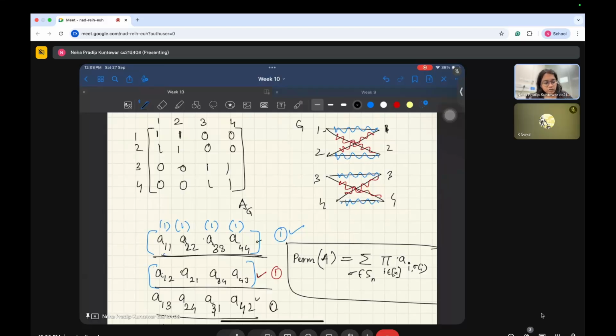What does that correspond to in the graph? It says 1 to 3, but there is no edge here, so this is not even a matching. So what's really happening is, whenever you have a perfect matching, this term is going to be 1, because this is a bijection, right? If it's a perfect matching, then you exactly get a permutation on the vertices.